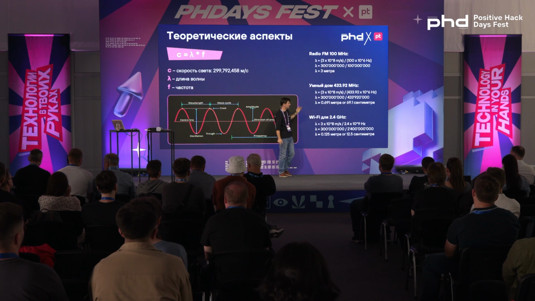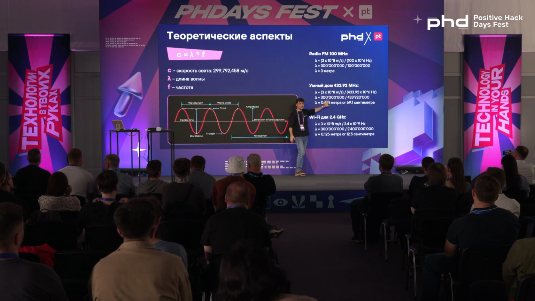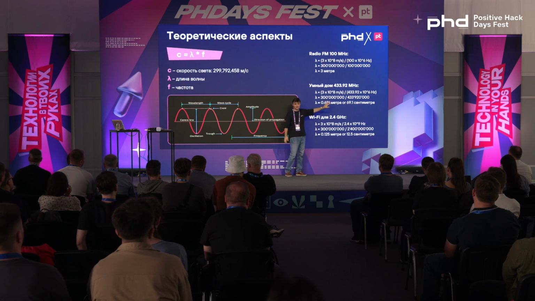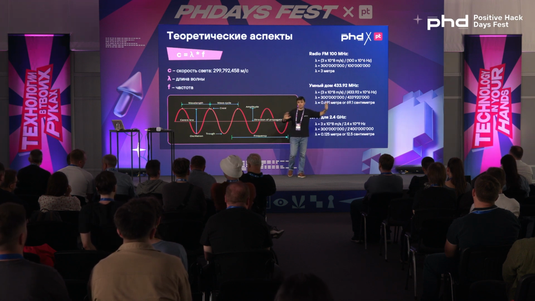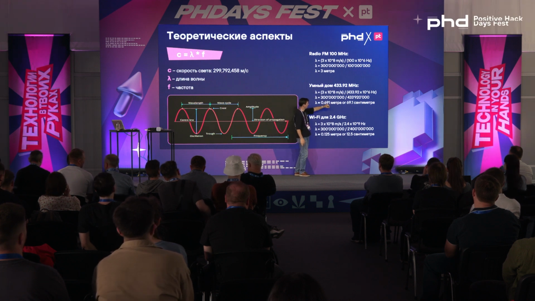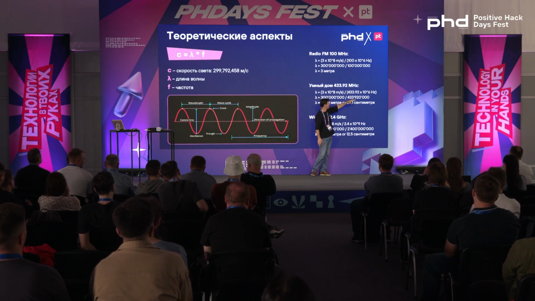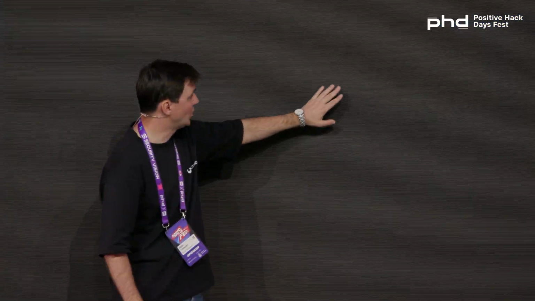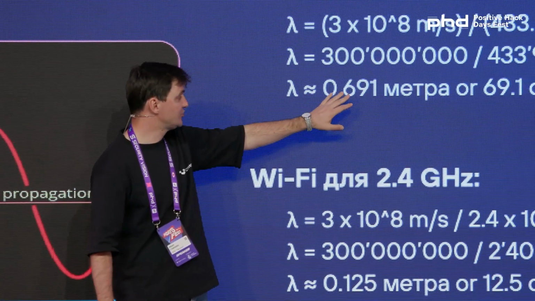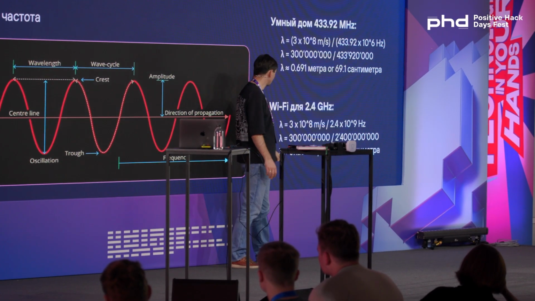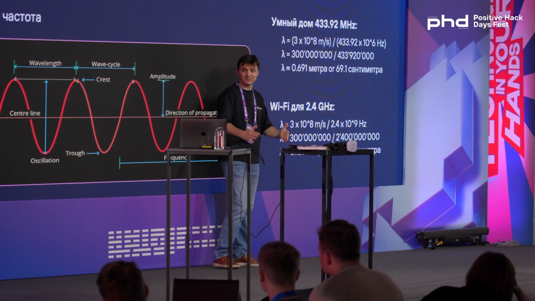IoT devices work at 433 to 92 megahertz. It's a universal international frequency range used in any part of the world for IoT devices. Same formula. We divide the speed of light by the frequency and get a little less than 70 centimeters.